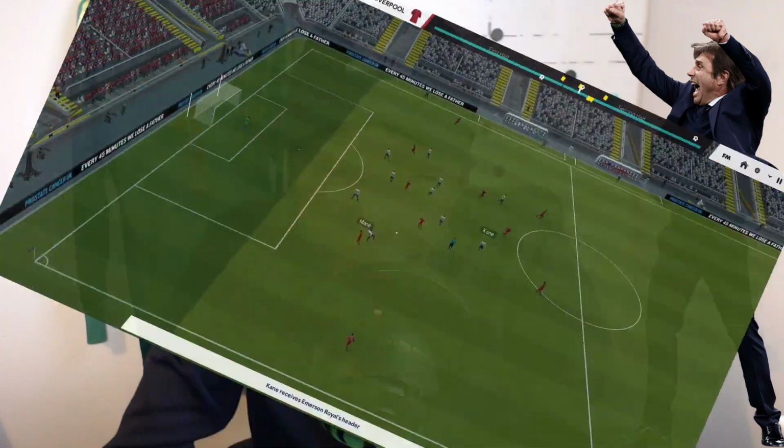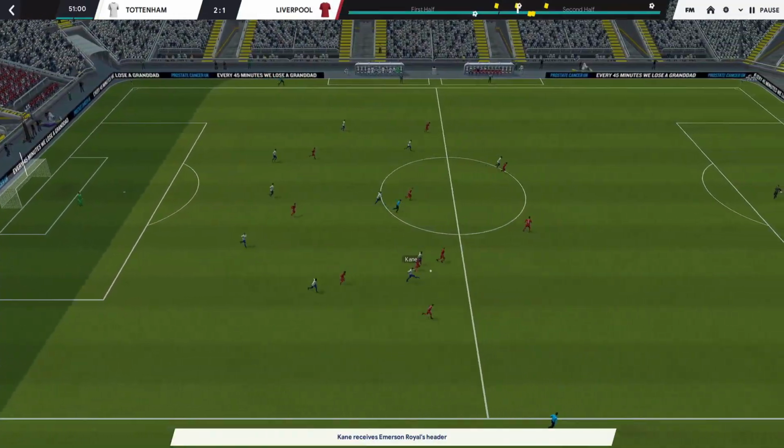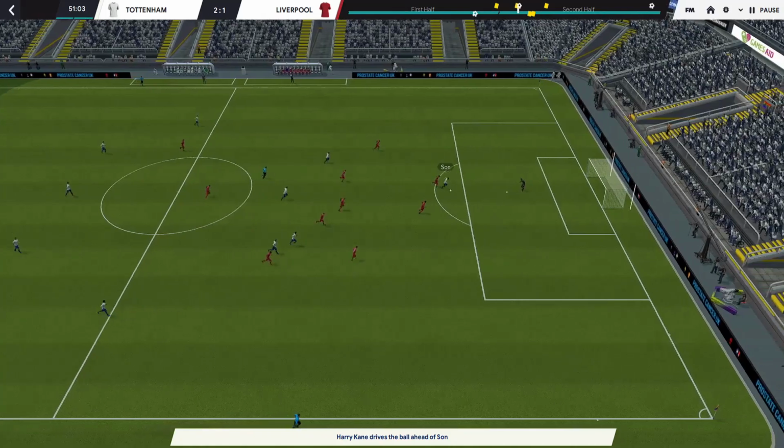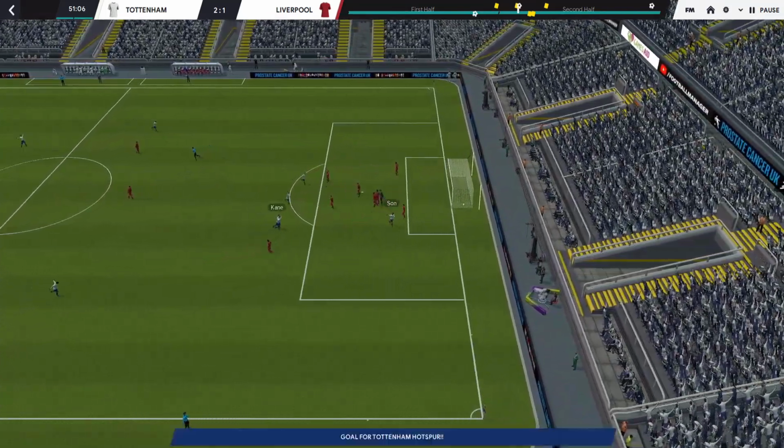Conte's tactics at Tottenham Hotspur. They've used a 3-4-3 apart from one match against Liverpool, and that match was a very good match. But so far Tottenham have started well, and in Football Manager we're going to try and replicate that, look at the tactic and look at the reasons why it has worked out so far.